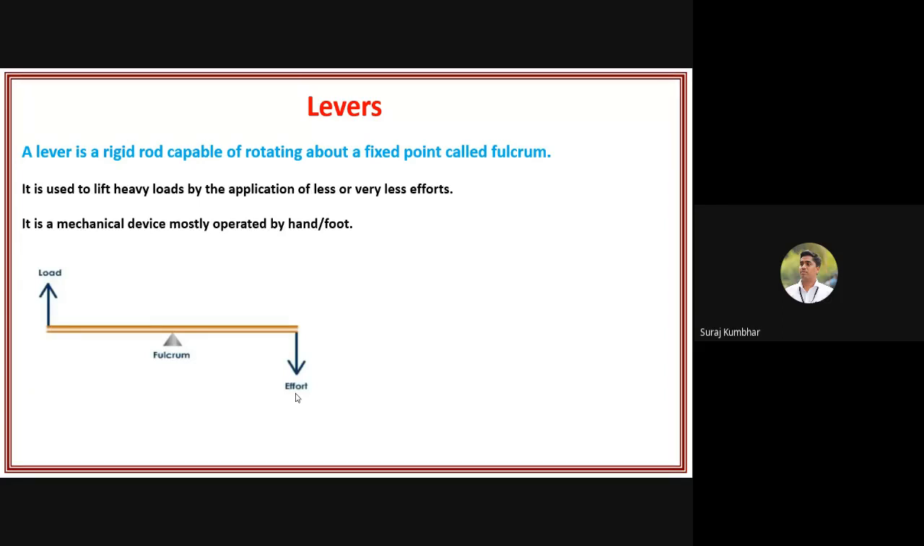When you were in school, at the age of five to ten, you played on the seesaw. Your friend sits on the left-hand side, you sit on the right-hand side, and then you can play with the seesaw. Likewise, this is the lever, and at the center it is fixed. That rod is what is called a lever.